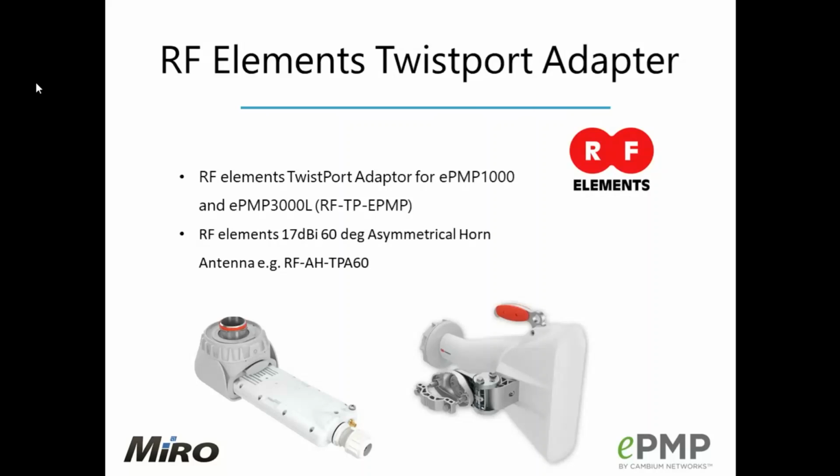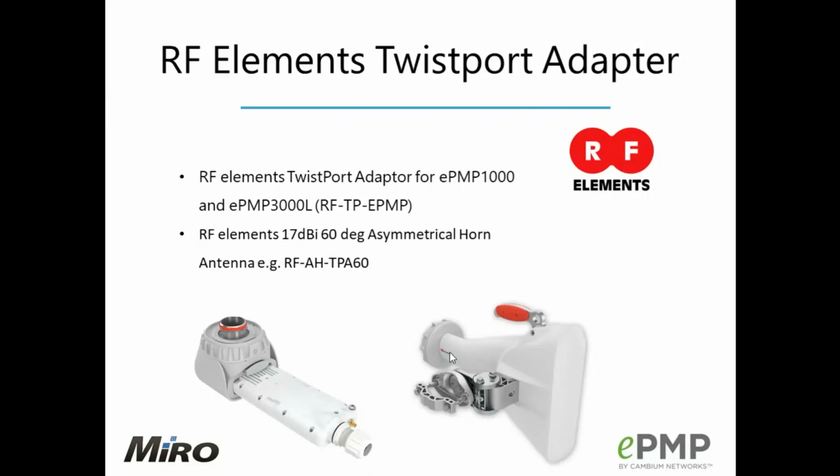So for the 3000L, they've got basically two components that you can bundle up with this. Your RF Elements Twistport adapter, which basically just clips right on top of the ePMP. Okay, you've got the two connectors, so this will just slot on top of that, and a nice clean Twistport adapter that can just simply be one of the RF Elements asymmetrical horns.